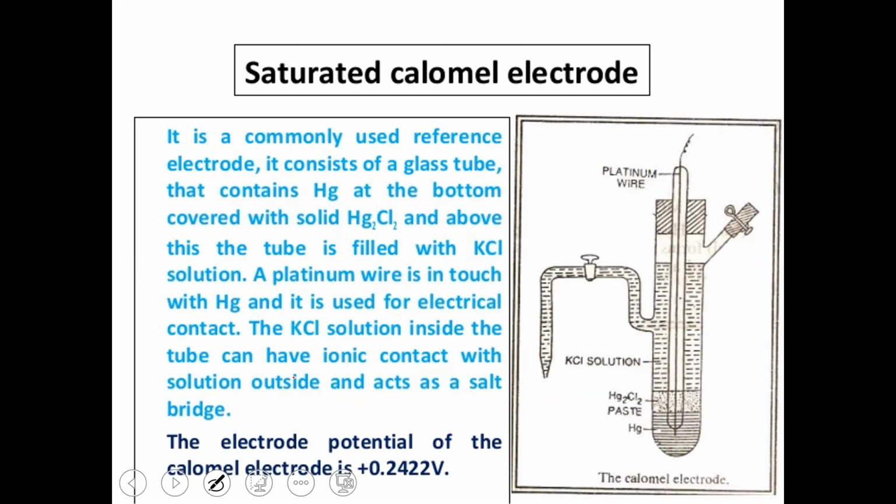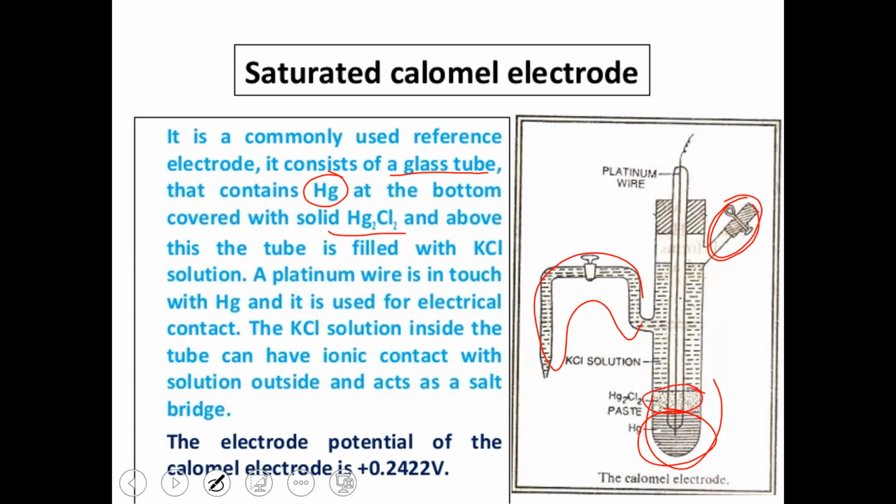We know that this is also a reference electrode. The calomel electrode consists of a glass tube with two side tubes. At the bottom of the glass tube, mercury is present.